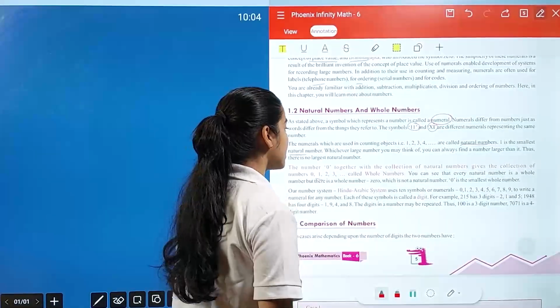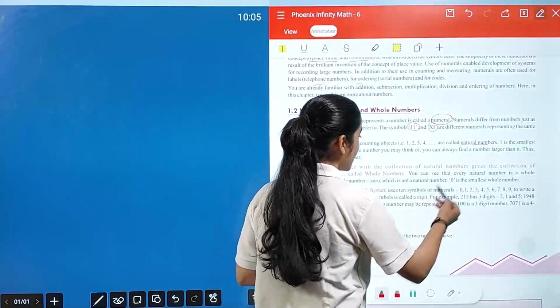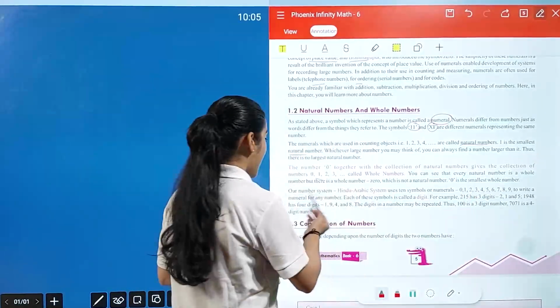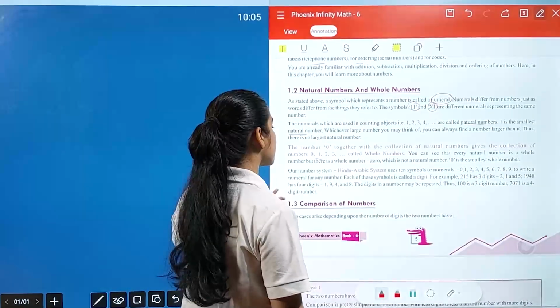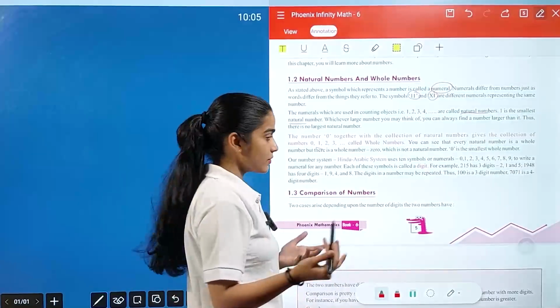You can see that every natural number is a whole number, but there is a whole number, 0, which is not a natural number. 0 is the smallest whole number. Our number system, the Hindu-Arabic system, uses 10 symbols, or numerals. So we have 10 symbols, or we can say numerals.